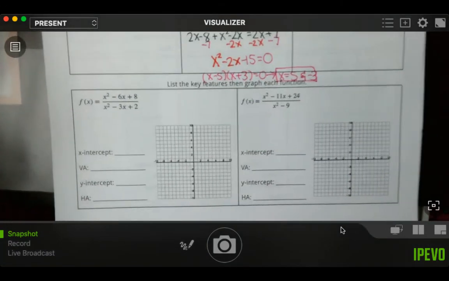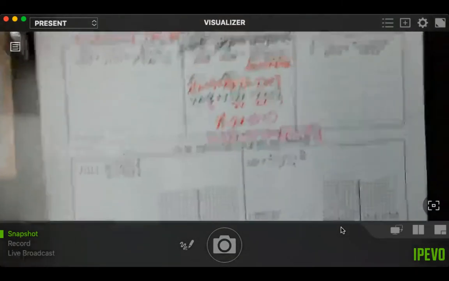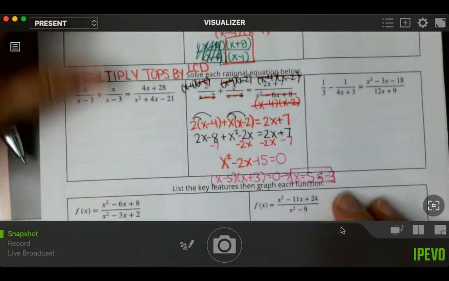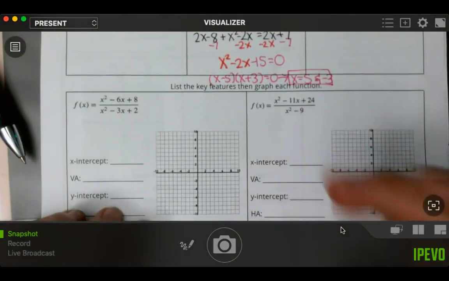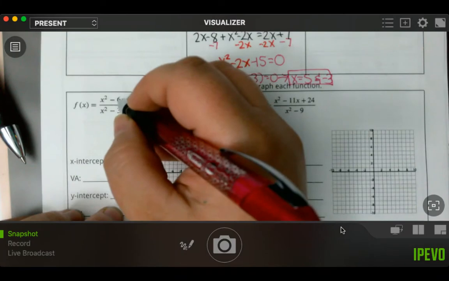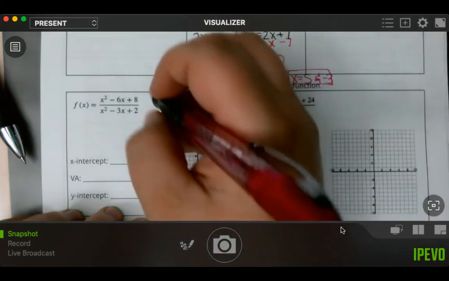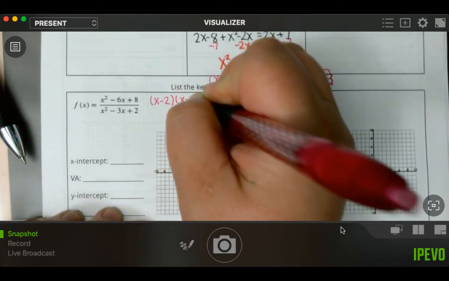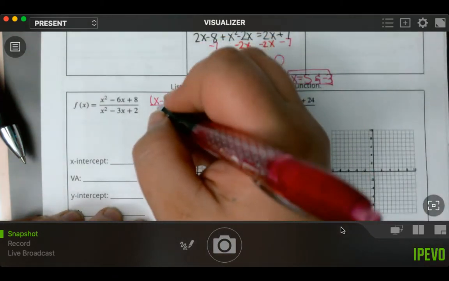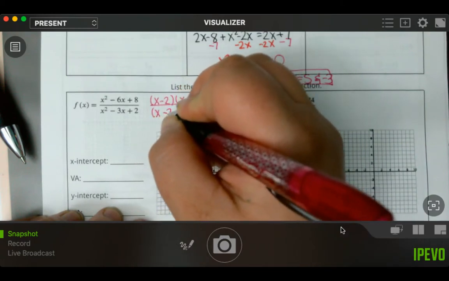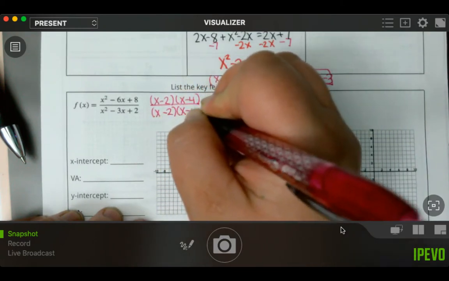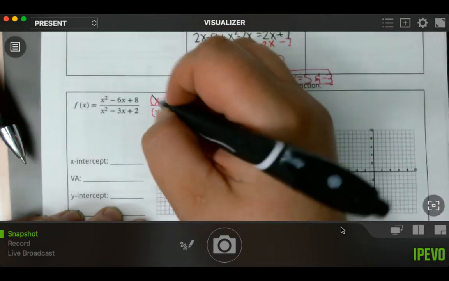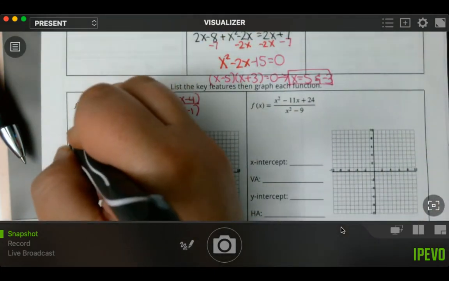Okay, let's talk about rational graphs for a second. Same thing as I just said up here with these, you have to factor and simplify first. So two numbers that multiply to 8 and add to negative 6. We've actually already done this one. It was negative 2 and negative 4. On the bottom, what multiplies to 2 and adds to negative 3? Negative 2 and negative 1. Then look for something you can cancel out. As that cancels out, it leaves behind what's called a hole.